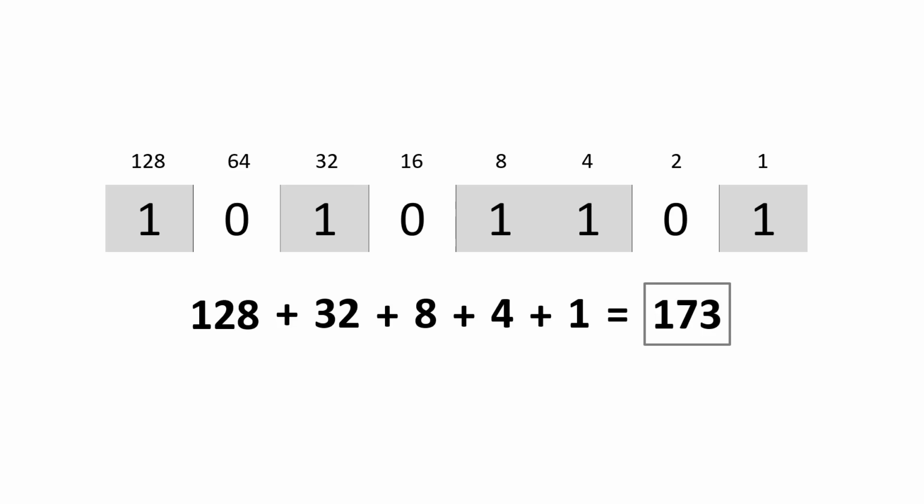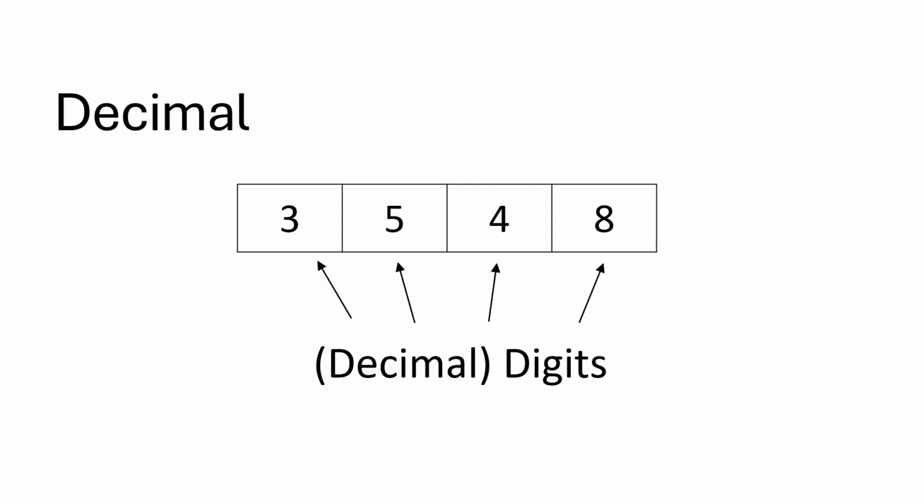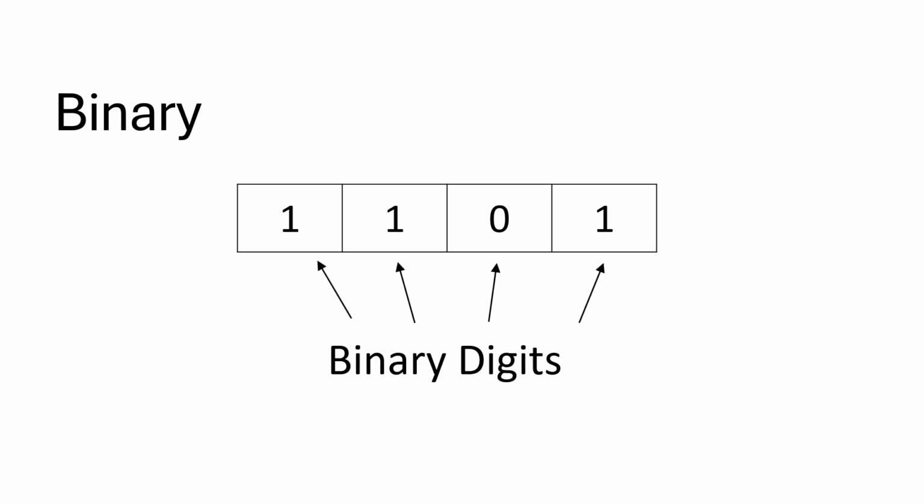The binary number in this example is equal to 173 in decimal. Now that we have a good understanding of how binary numbers work, there is just some terminology that we need to clarify. In a decimal number, we refer to the individual numbers as decimal digits, or just digits, that occupy each place in the number. In binary, the digits are called binary digits, or bits for short.